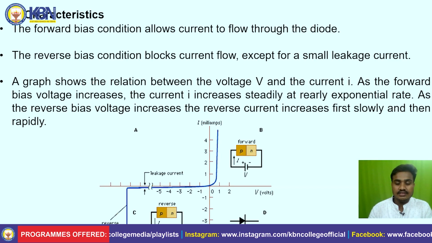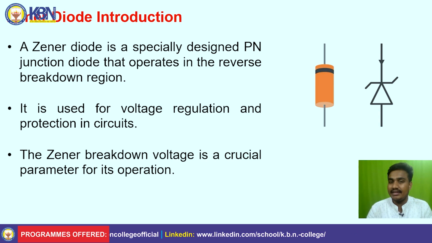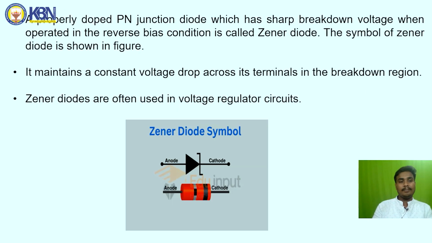Then coming to the Zener diode. A Zener diode is a specially designed PN junction diode. It operates in the reverse condition, at the reverse breakdown voltage. It is used for voltage regulation and protection in circuits. The Zener voltage is a crucial parameter for its operation.